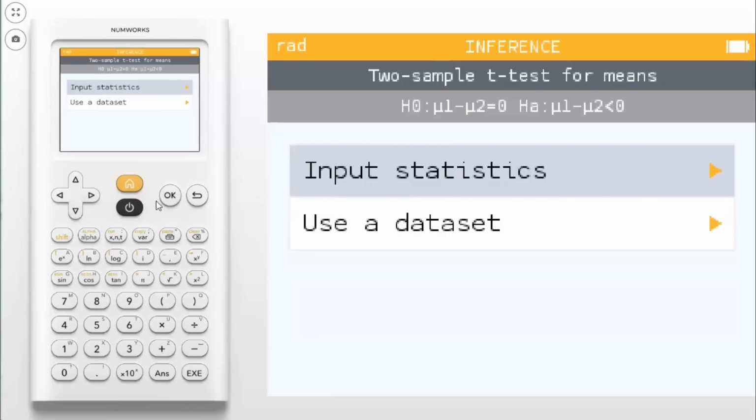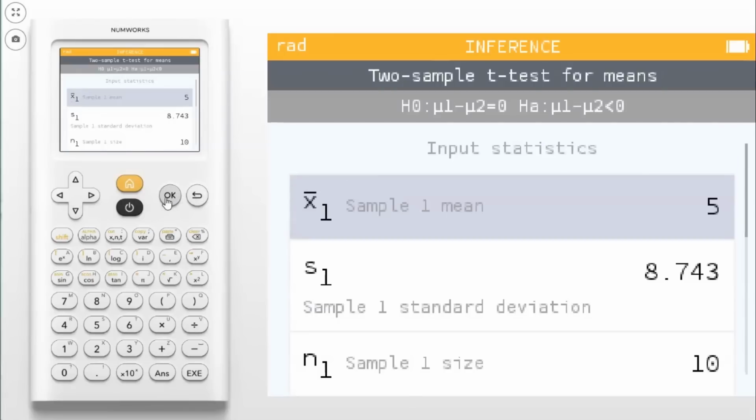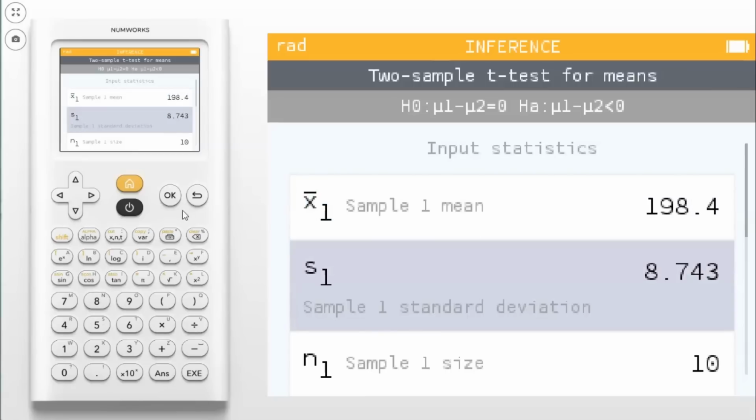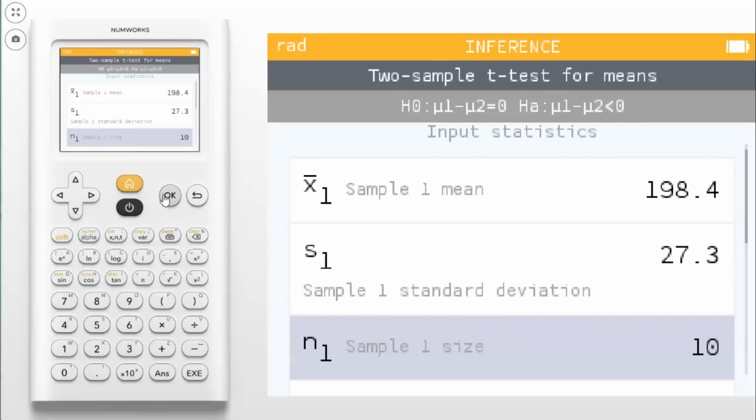And then we're going to hit next, and we're going to input all the statistics. So we're going to actually go and type in everything we know about the sample from X, which we're calling 1 here. And that would be that the mean was 198.4. The standard deviation for 1 was 27.3. And the sample size was 105.